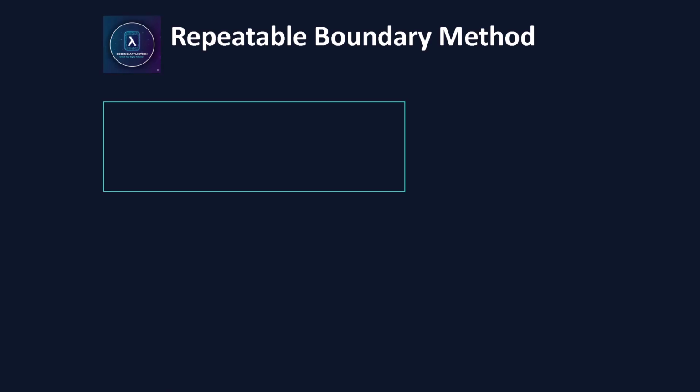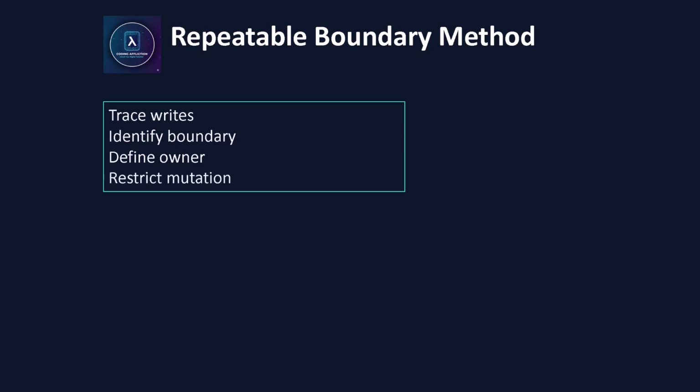First, trace execution and find writes. Second, identify which boundary they cross. Third, define who owns the state. Fourth, restrict mutation to that owner. This method scales across architectures. You don't need new abstractions. You need boundary clarity.